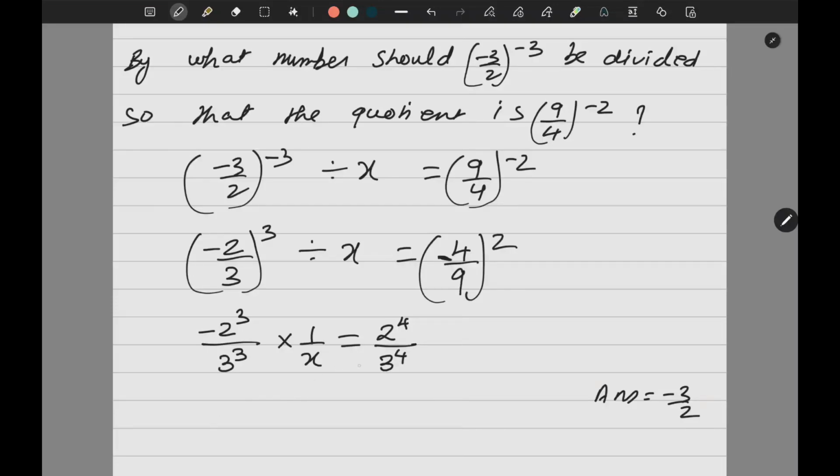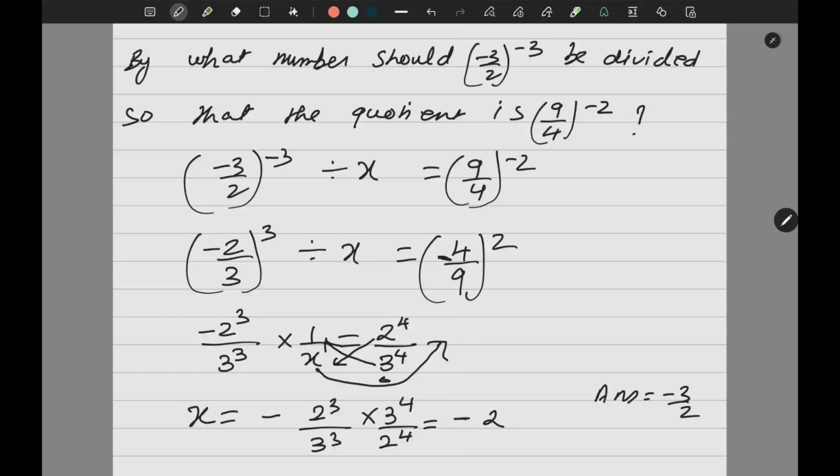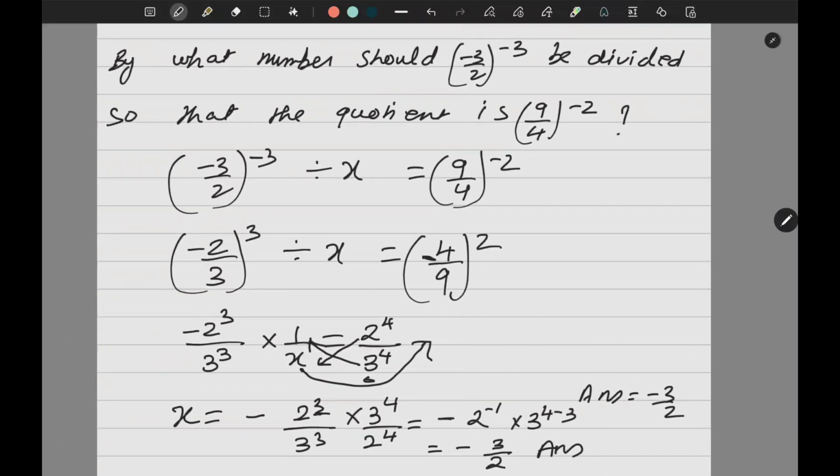I want x. So I'll take x on the other side. So x is equal to minus 2 to the power 3 upon 3 to the power 3, into 3 to the power 4 upon 2 to the power 4. See, this x is going here and this is in the denominator, it will go up and this will come in the denominator, right? So I have minus sign, then 2 to the power 3 minus 4, that is minus 1, into 3 to the power 4 minus 3, right? So I have minus 3 by 2 as the answer, right? Easy. So this is how we have to do the questions.